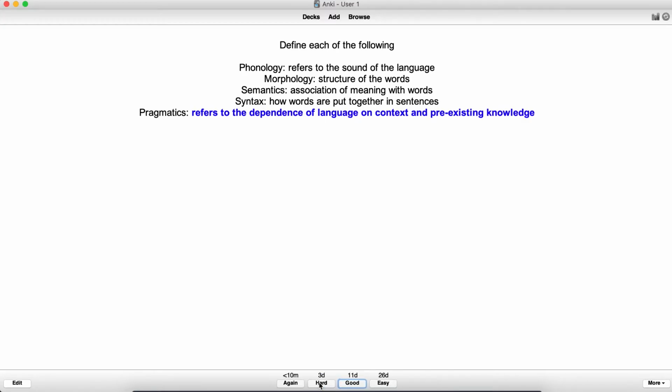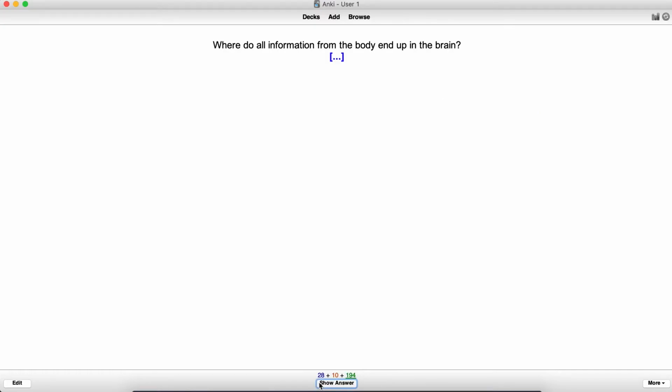Pragmatics. I forgot what pragmatics were. Pragmatics refers to the dependence of language on context and pre-existing knowledge.